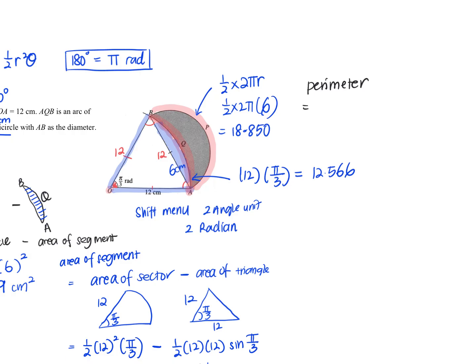You can write it down somewhere. I'm just going to make use of the information that I see on my diagram beside it, so you can present it properly below. I add these two numbers together, 18.850 and 12.566, and I have 31.416, rounding it off, 31.4 cm.